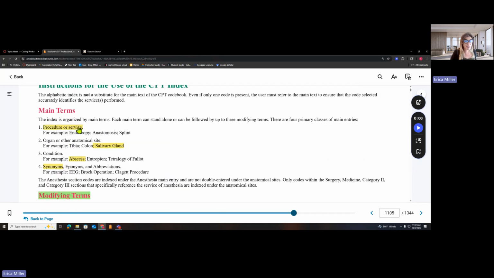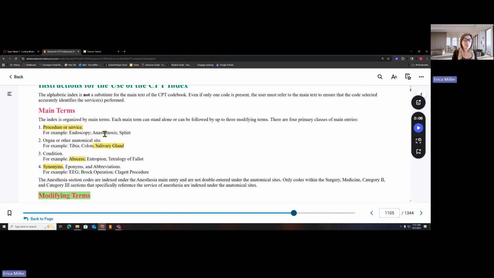You can look it up by the procedure. So if you're looking at a chart note and you need to code for a colonoscopy, that's a procedure, right? I'm glad it is listed number 1, because I think that's the easiest way to look up a code: by the name of the service being performed.